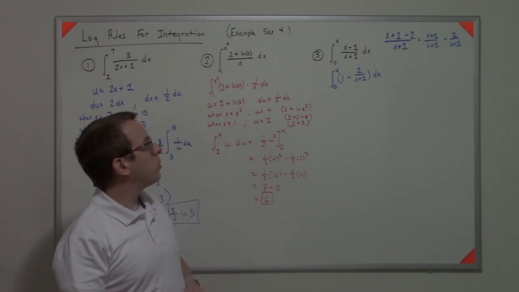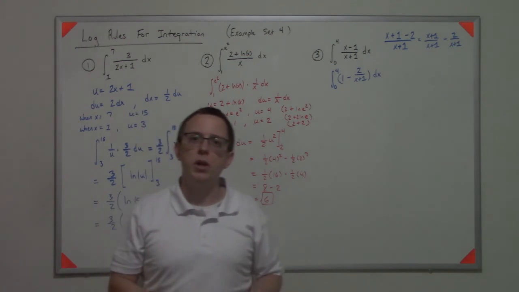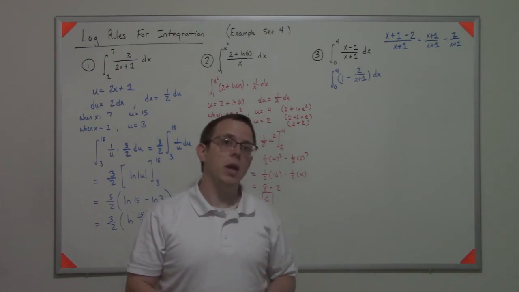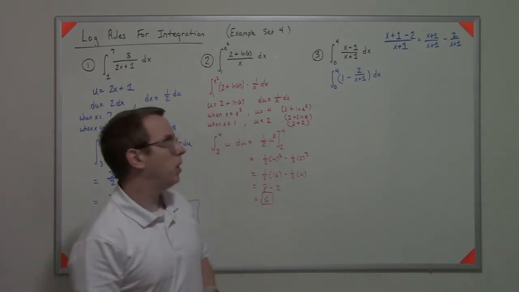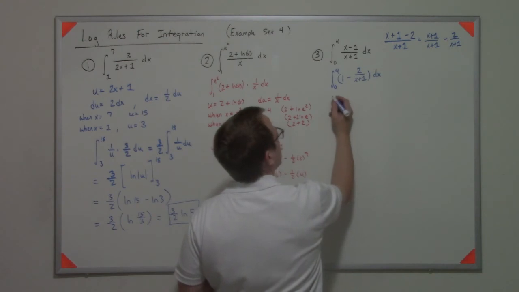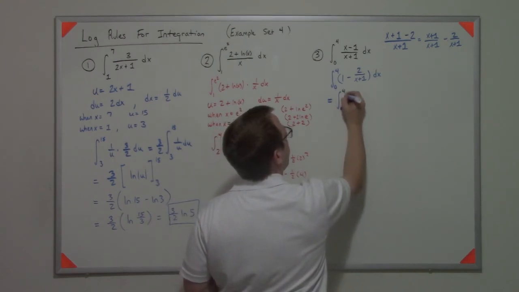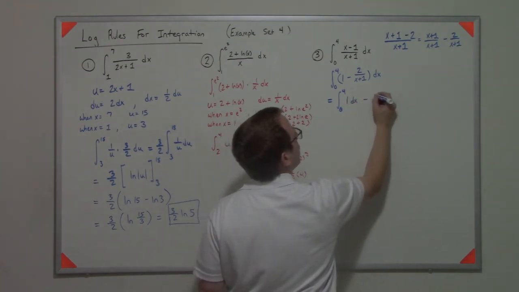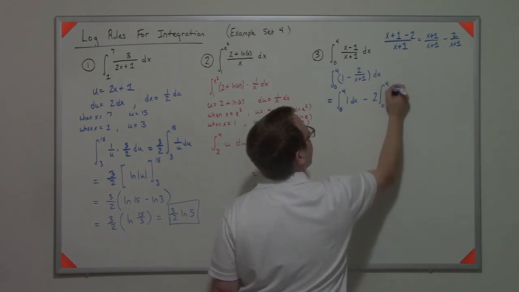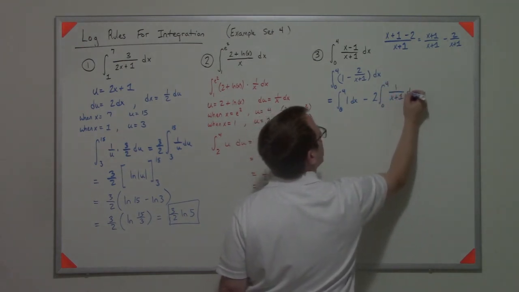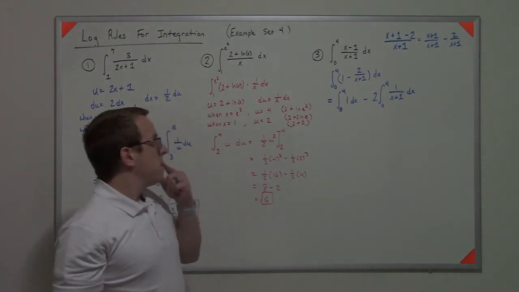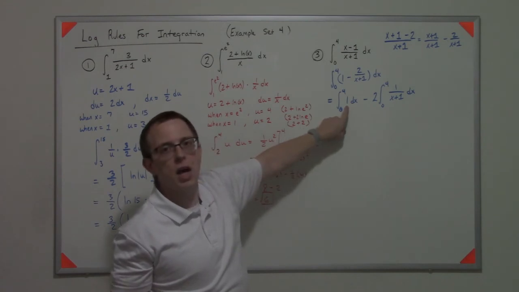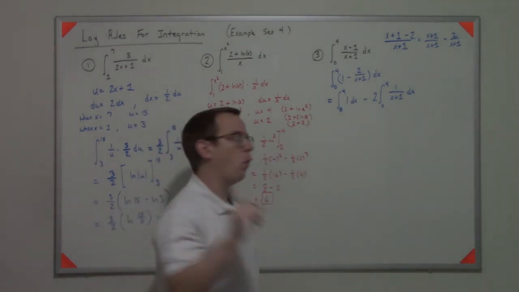So in that particular case, what I would recommend normally here is splitting this up into two definite integrals. But in this particular case, you can do it as one. But I'm going to split it up into two. So what we'll have is the integral from 0 to 4 of 1 dx minus 2 times the integral from 0 to 4, 1 over x plus 1 dx. Now this integral is just a width of 4 and a constant height of 1, so the area of that is just 4.